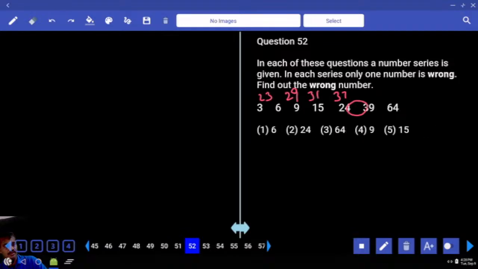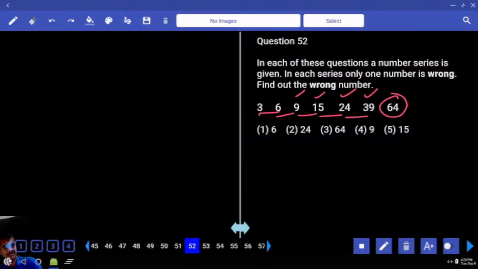Then 52. How can you work out this one? Numbers are increasing at a smaller rate, hence check the difference. Now the differences are 3, 6, 9. Now 3 plus 6, 9. 6 plus 9, 15. 9 plus 15, 24. 15 plus 24, 39. 24 plus 39, 63. What is the wrong number? 64, choice 3.